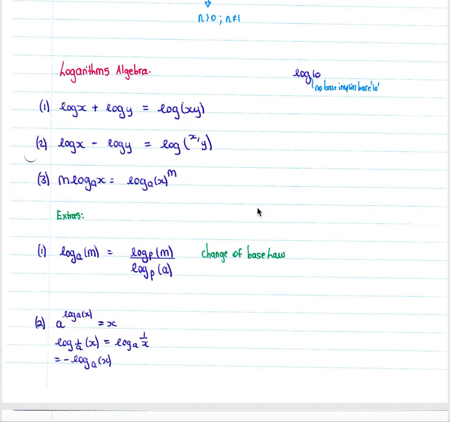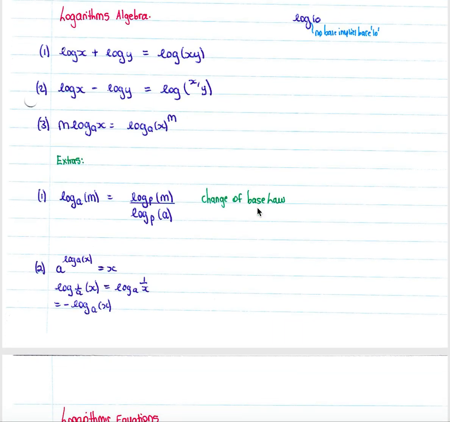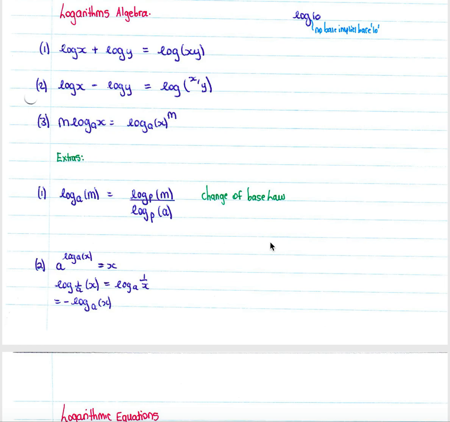Here are some extra laws that may be useful to know, however they do not form part of the syllabus and they are not essential. If you have log base a m and you want to change the base, so you want to change this a to a p, this is known as the change of base law, and it follows like this. So if you have log base a m and you want to change to a base of p, you simply go log base p of m, being your constant over here, divided by the log base p of a being your base.